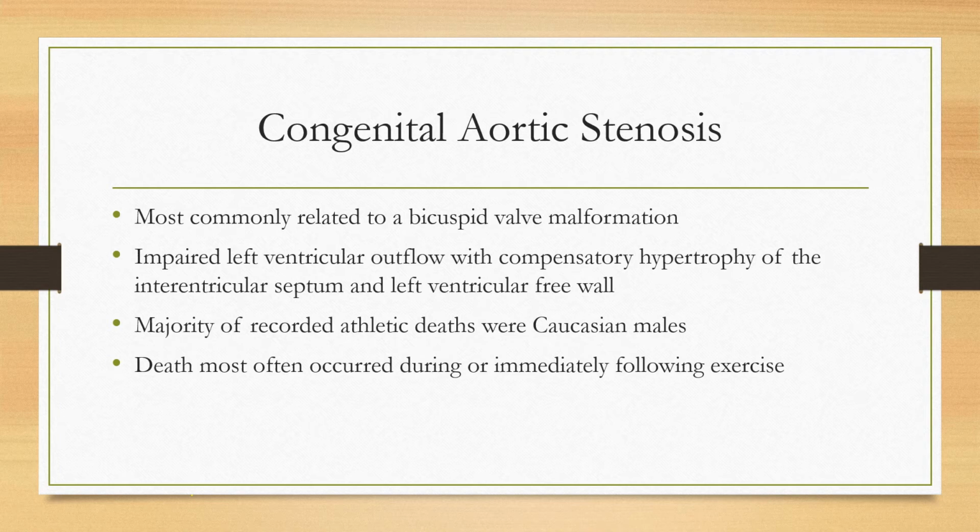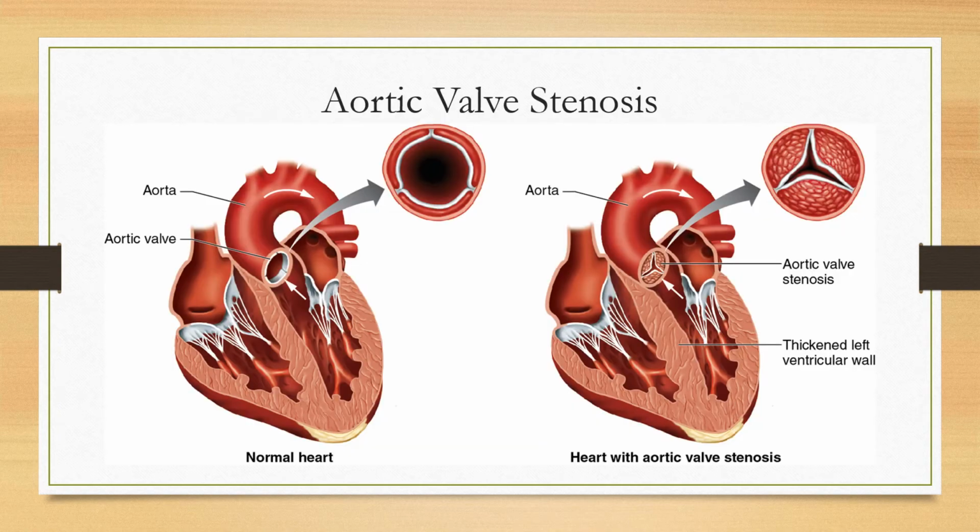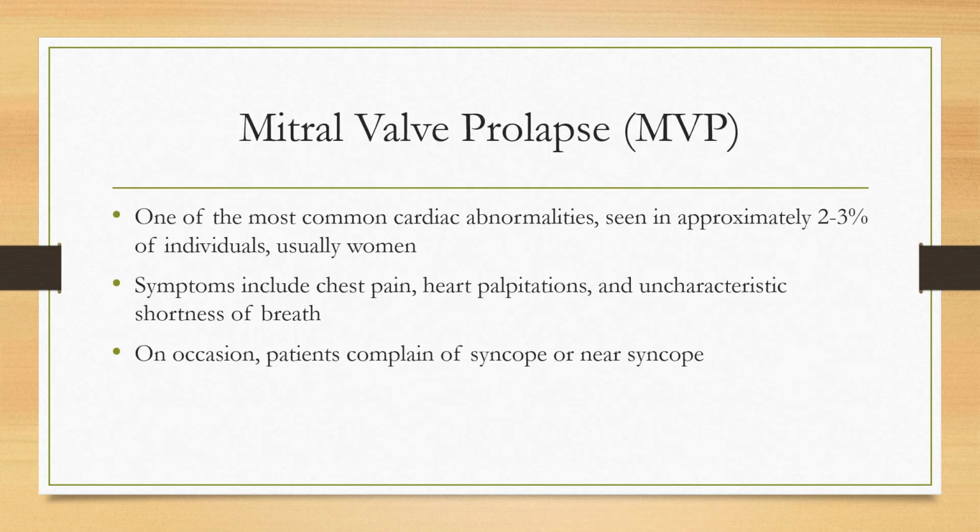And if this is the issue, death most often occurs during or immediately following exercise. And this is what that looks like. So you see on the left, that big open aorta, you can really push blood through that easily. On the right, really, really small. And then you can see that the left ventricular wall is thickened in order to try to compensate. We already talked about mitral valve prolapse earlier. This is just what we had talked about kind of in writing.